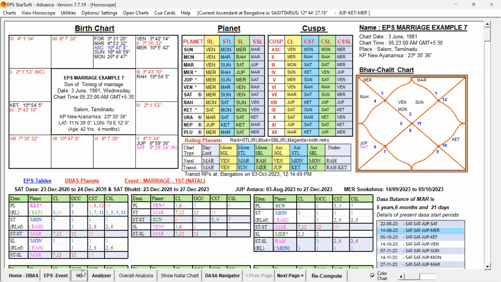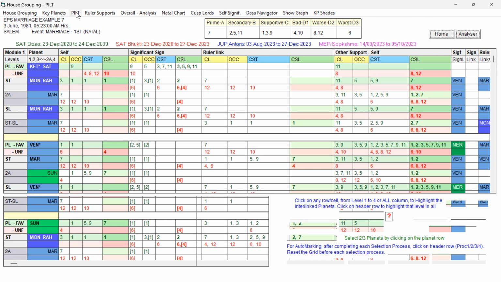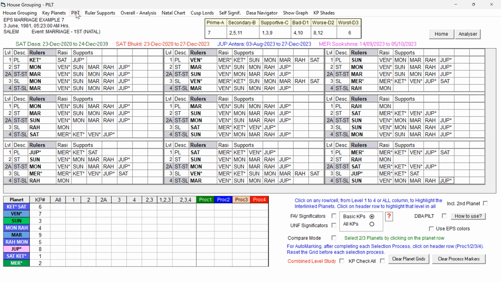So in this video, we'll be able to identify the role of the key planets of the Dasa Lord and the Bhuktī Lord and their impact through the support planets. All these things we'll be able to see. So now let me select the use EPS colors and KP check all.